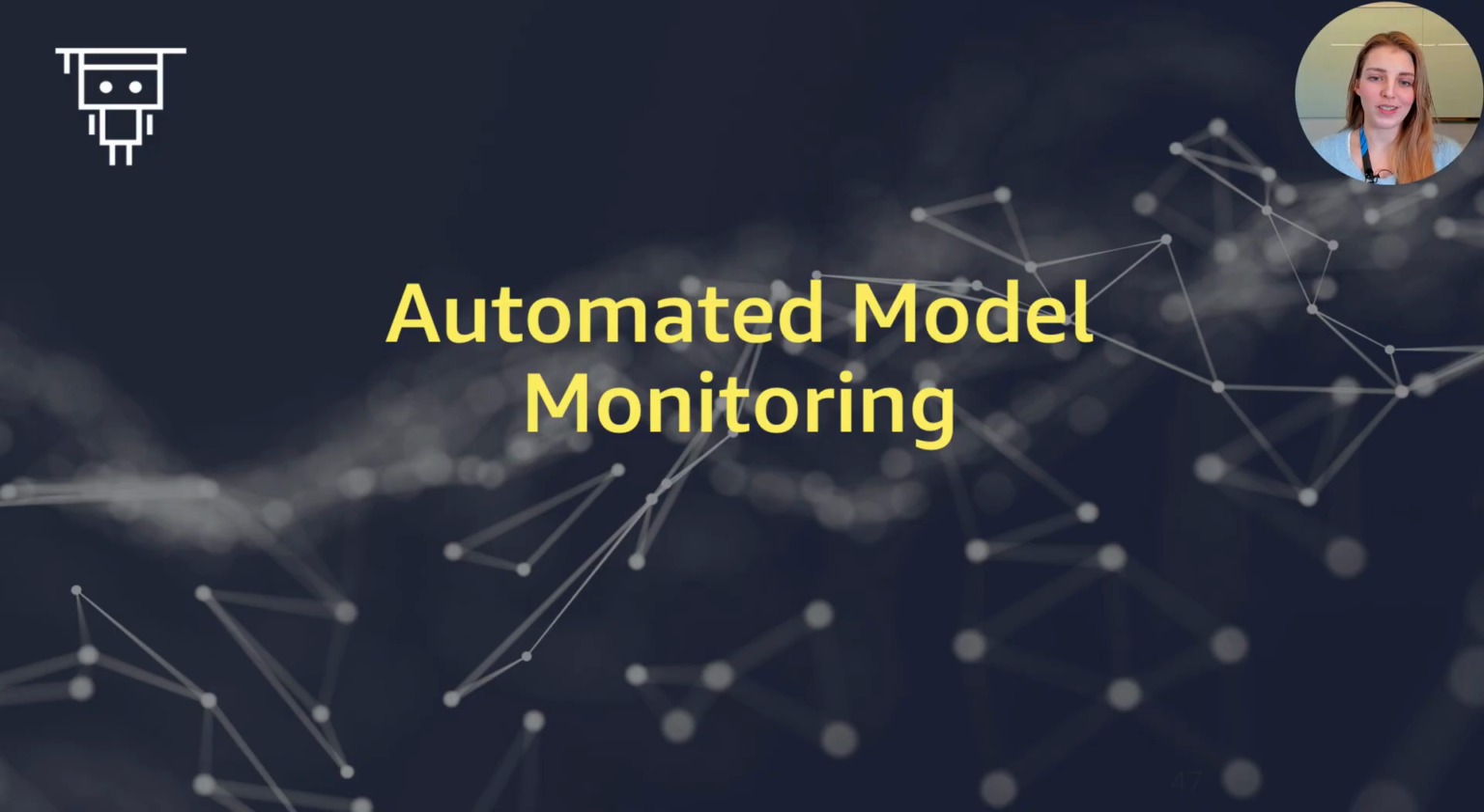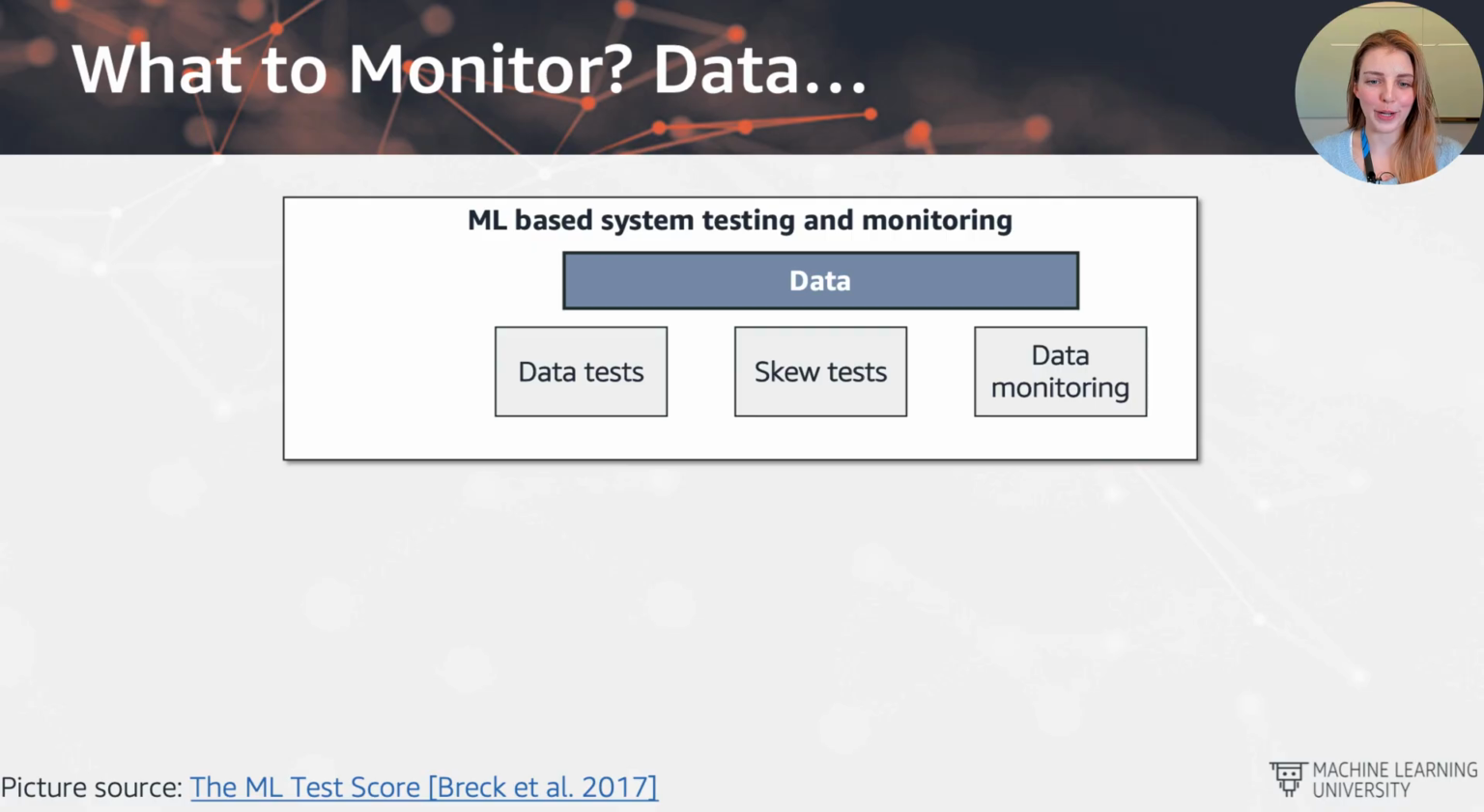How can we go about automated model monitoring in practice? Well, the first component that we want to monitor and check for drifts is going to be the data that was used to train the model, and that data that comes in to make and generate predictions. So we can run data tests, skew tests, and also perform data monitoring.